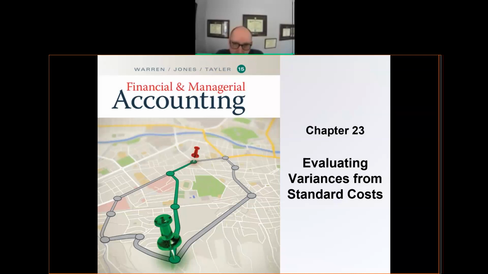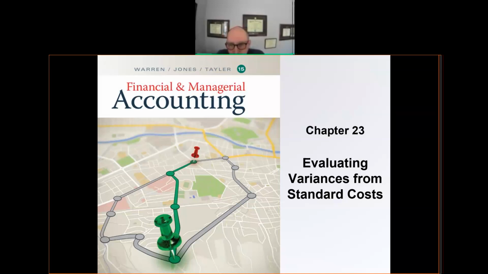Today we are exploring the concept of variance costs. In today's session, we'll discuss evaluating variance from standard costs. What this means is we'll be looking at the variances, otherwise known as the differences in cost from standard costs.